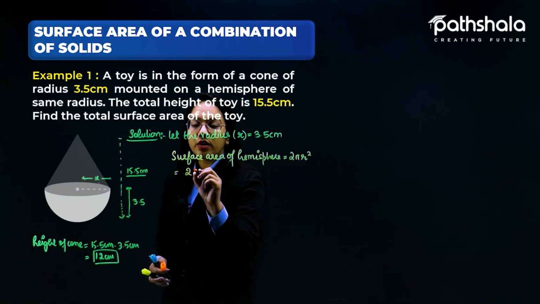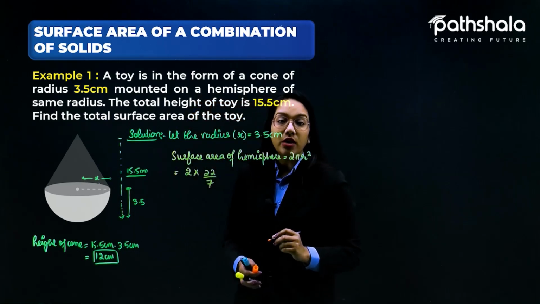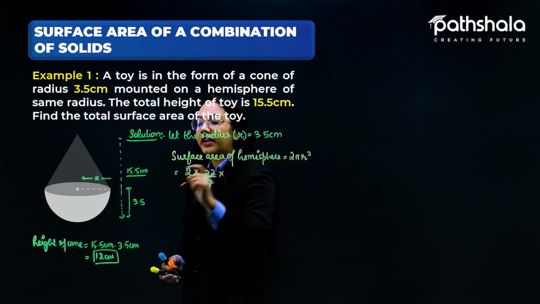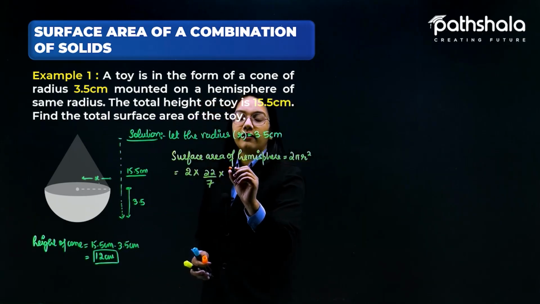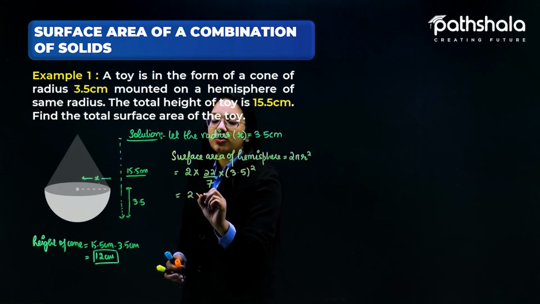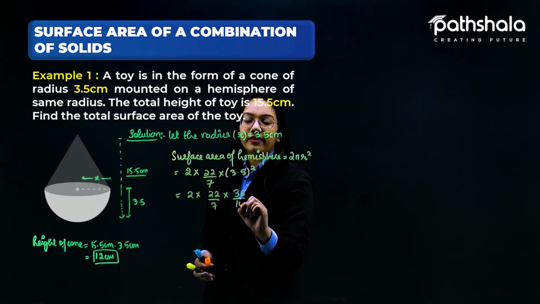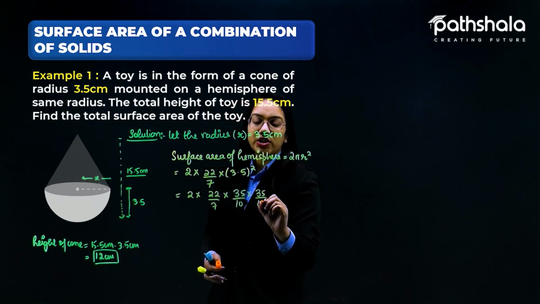So this would be 2 into pi. Let us suppose I am taking the value of pi as 22/7 over here, into r. We know the radius is nothing but 3.5, which is already given to us. So this is 3.5 whole square. So let's sort it out. This is 2 into 22/7 into 3.5 means 35/10 into 35/10.